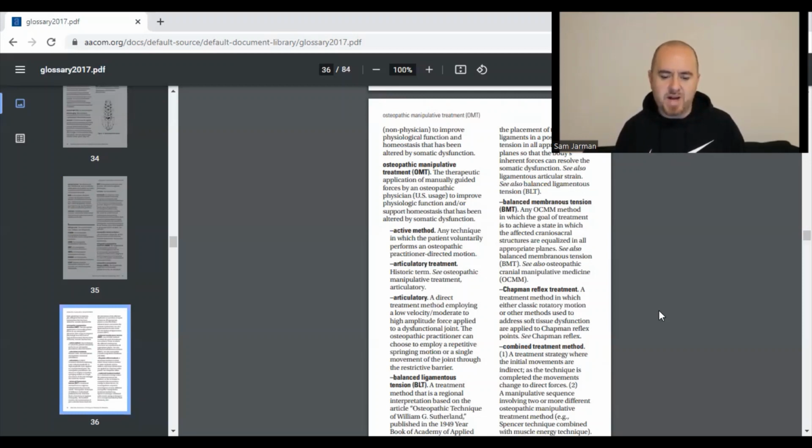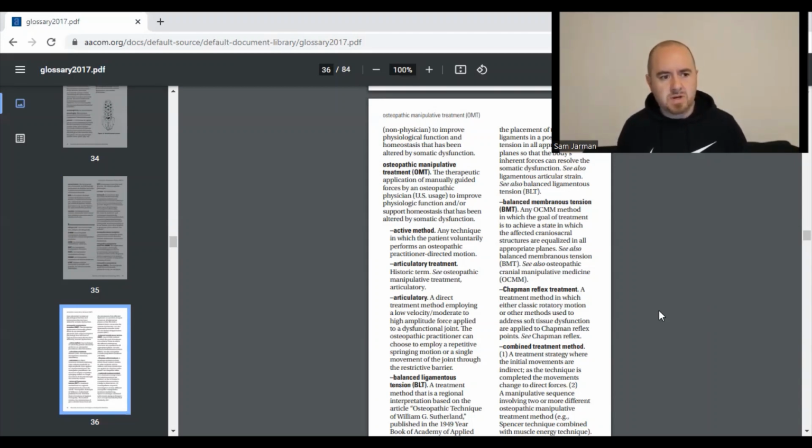So, therapeutic application of manually guided forces by an osteopathic physician. Outside of America, you could simply adjust this to the therapeutic application of manually guided forces by an osteopathic practitioner, right? So the hands-on application of treatment methodologies. And the thing that would likely stick out that would make an osteopathic method different than any other is essentially that it would be called osteopathic.